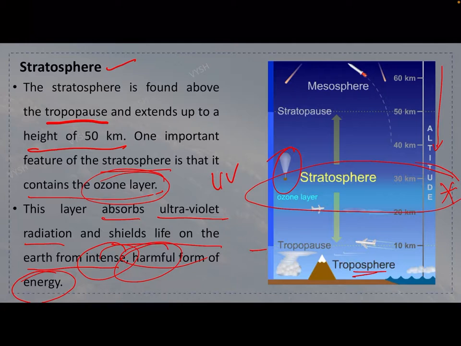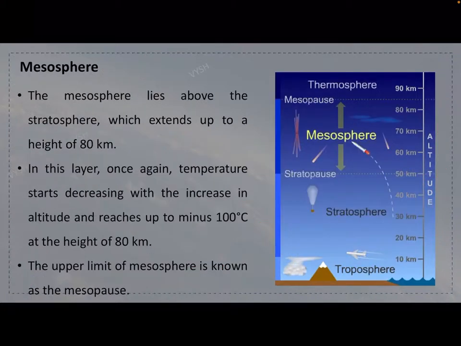The air balloons which you can see in different locations are in the stratosphere, and most of the fighter jets usually travel in the stratosphere itself. Next comes the mesosphere. The mesosphere is above the stratosphere and extends up to a height of 80 kilometers. You see, the stratopause is around 50 kilometers.